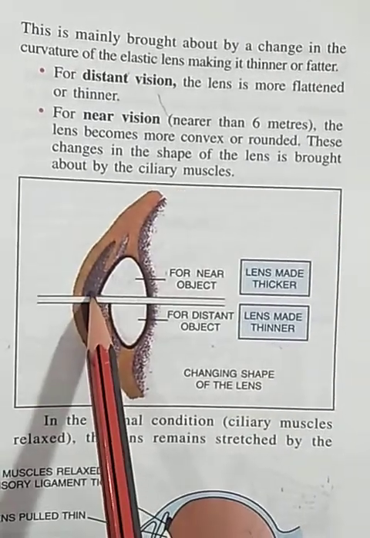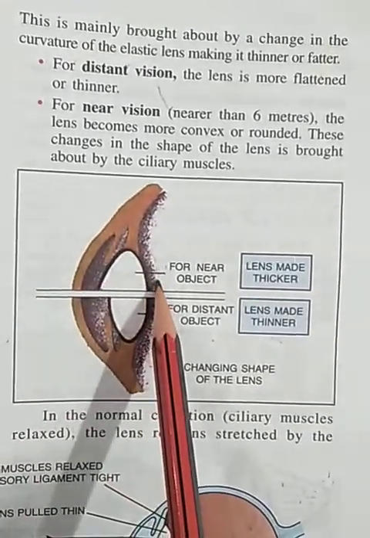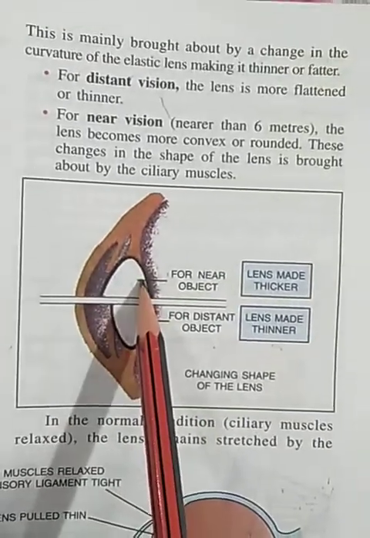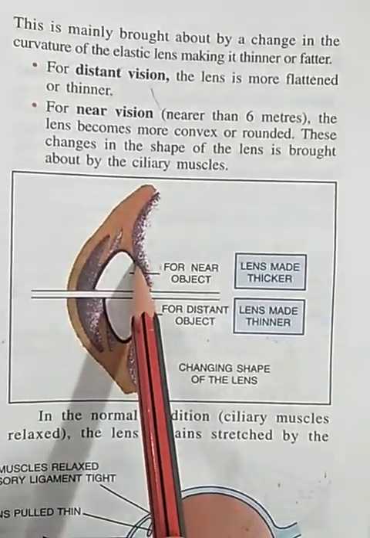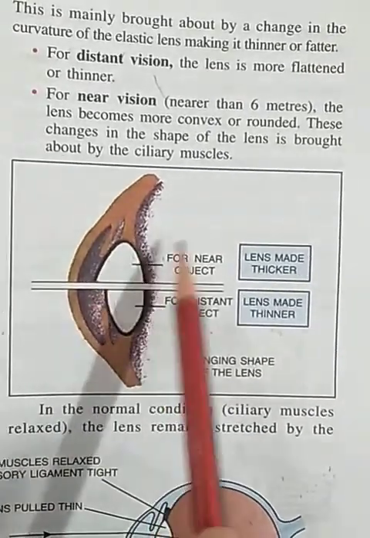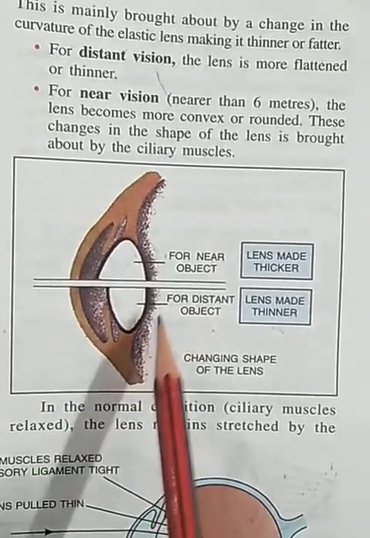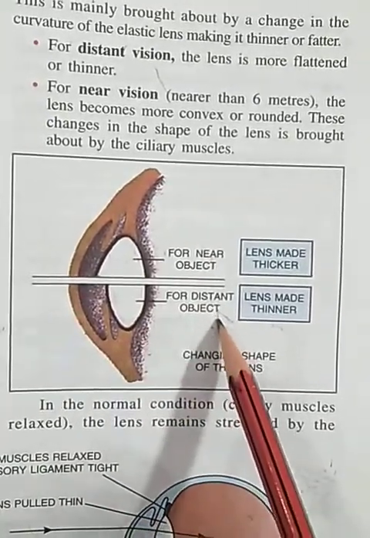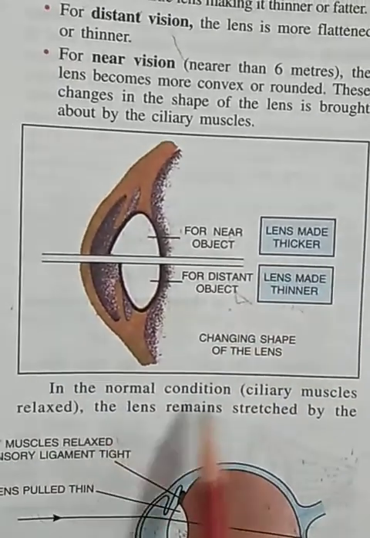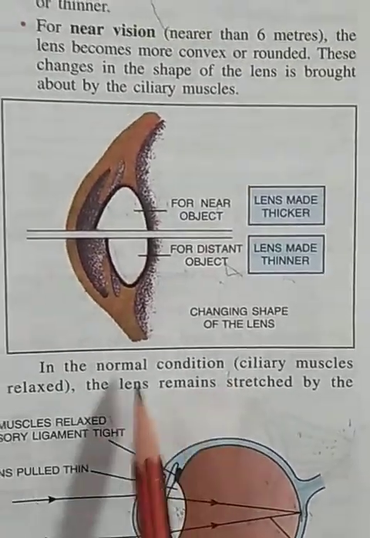More rounded means it becomes more convex, and in this way it becomes thicker. So a thicker lens is needed to see the near objects, and a thinner lens is needed to see the distant objects. Now in the normal conditions, what happens?